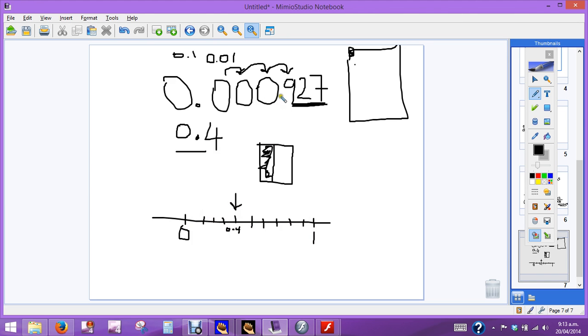Okay, and this number here is 927 millionths, which is just a speck. Okay, that's all for now.